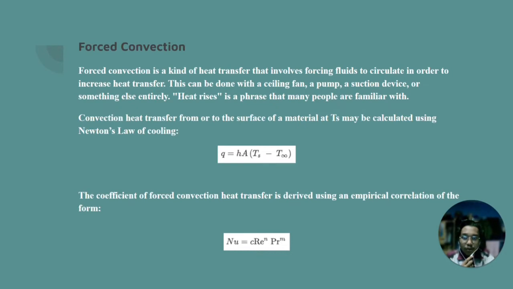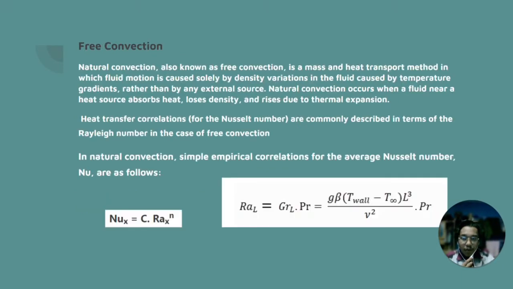Convection heat transfer from the surface of material as temperature surrounding may be calculated by using Newton's law of cooling, where Q equals hA multiplied by T surrounding minus T ambient. The coefficient of forced convection heat transfer is derived using an empirical correlation of the form Nu equals C Re to the power of n multiplied by Prandtl number to the power of m.